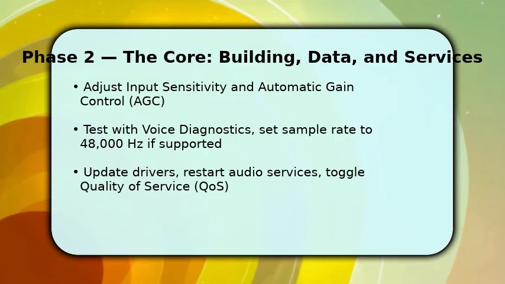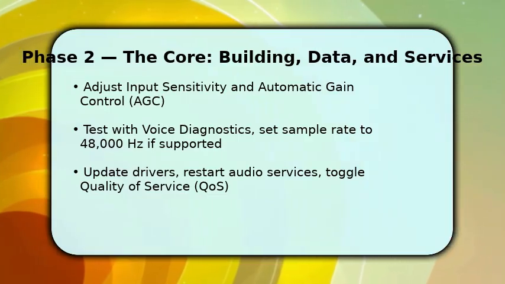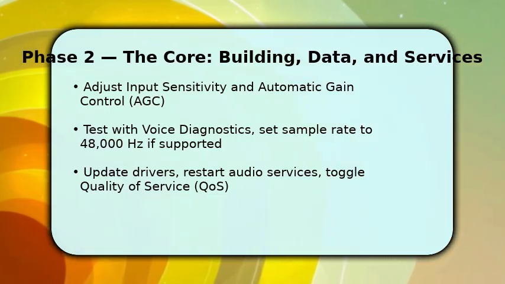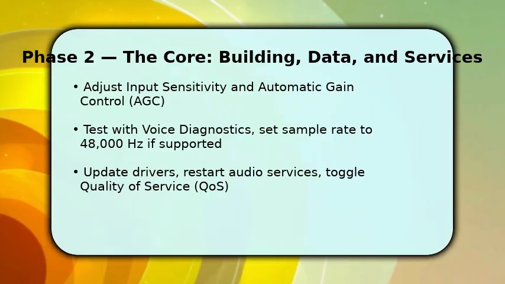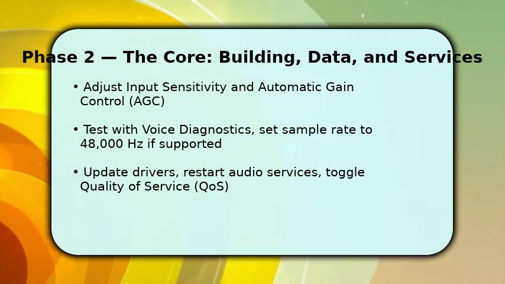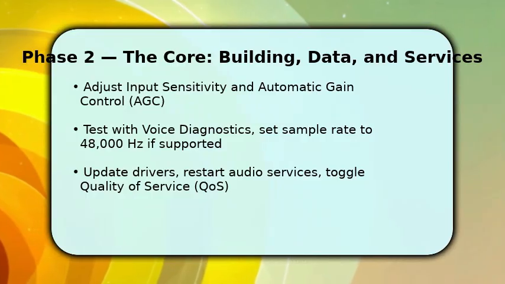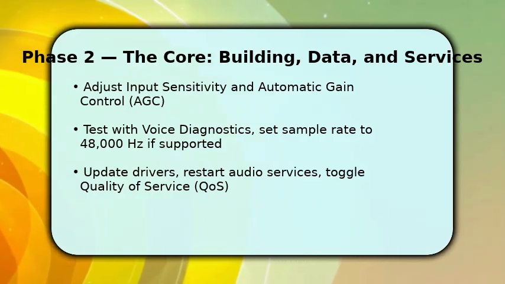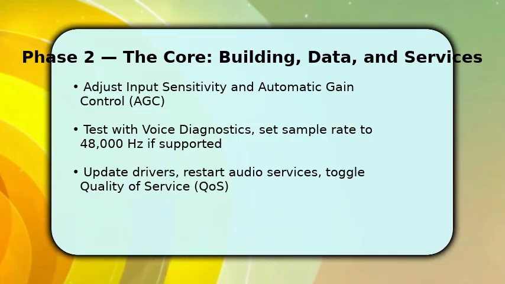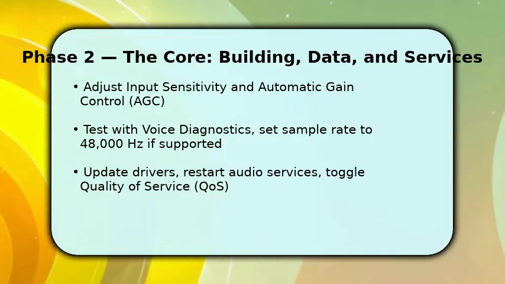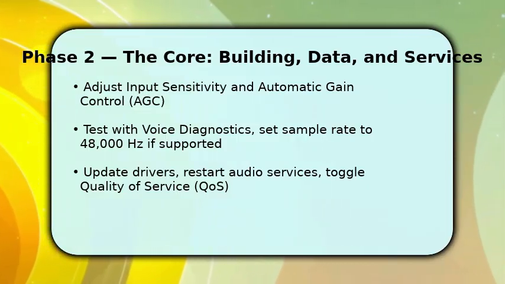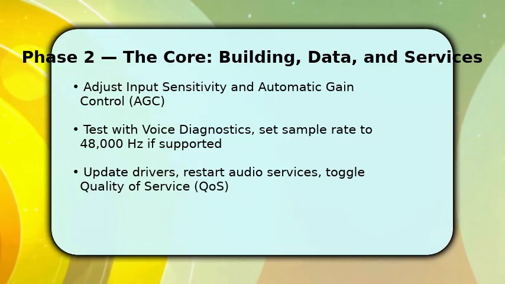Now fine-tune the middle layer. You adjust input sensitivity or disable it and use push-to-talk to avoid background noise. If voices are muffled, change the sample rate to 48,000 Hz in your sound device properties because mismatched rates cause artifacts. Update or roll back audio drivers and restart the audio service to clear locked states.